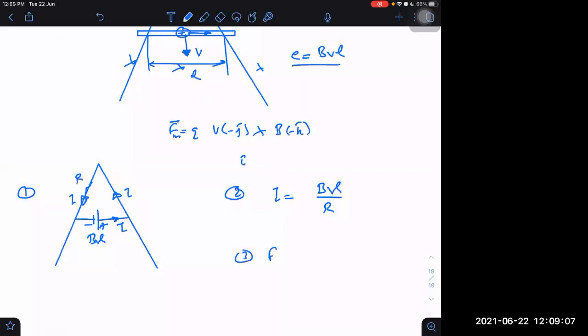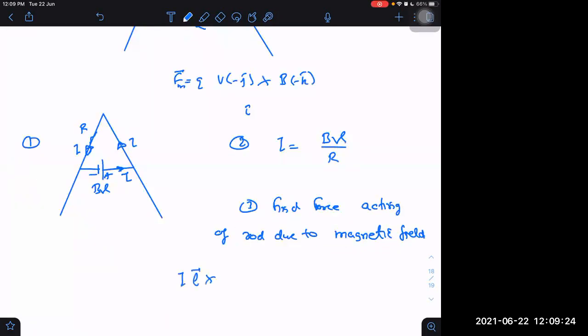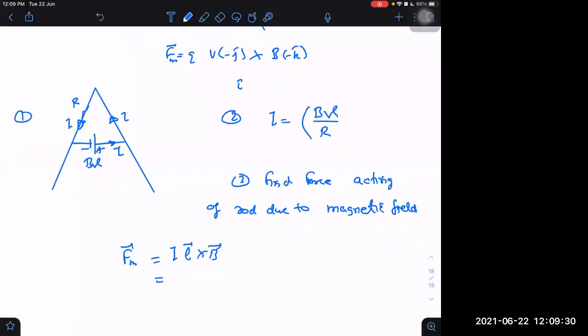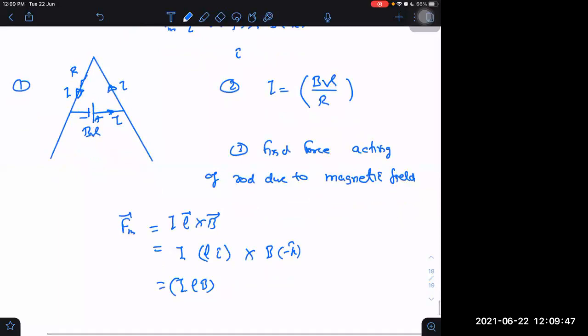Third thing, I want to find the force acting on the rod. It is due to the magnetic field. You said it right, it is BIL, but the formula is I L cross B. Let us remember that magnetic force formula. We already found I value, BVL by R. I will assume I is given to us. What is the direction of L? L we take along the direction of current flow. Current is along i cap, so I will take L along i cap. B is in which direction? Minus k cap. So it becomes ILB, i cross k, which is positive j cap.